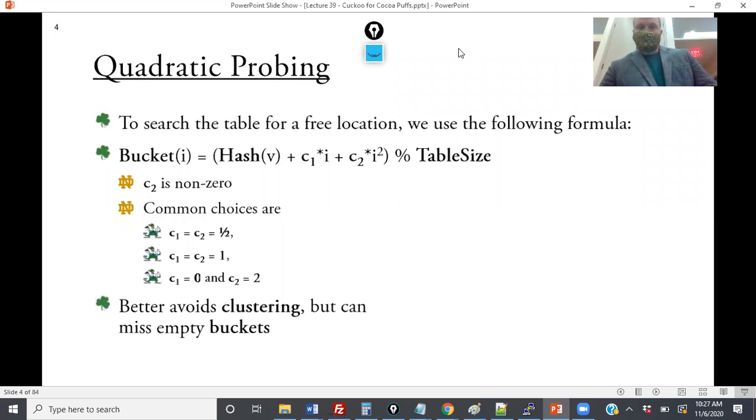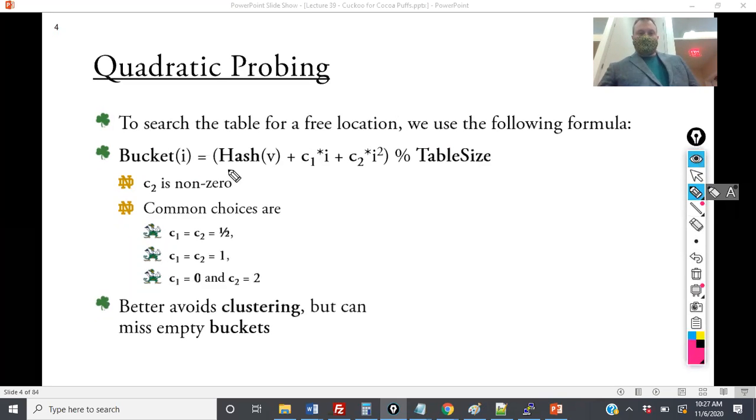So the next thing I'd like to show you is this idea called quadratic probing, where we continue to iterate. But we take the result of the previous hash if we have a collision, and then add a quadratic result here. C1 and C2 are constant values, and i squared uses the value of the iteration.